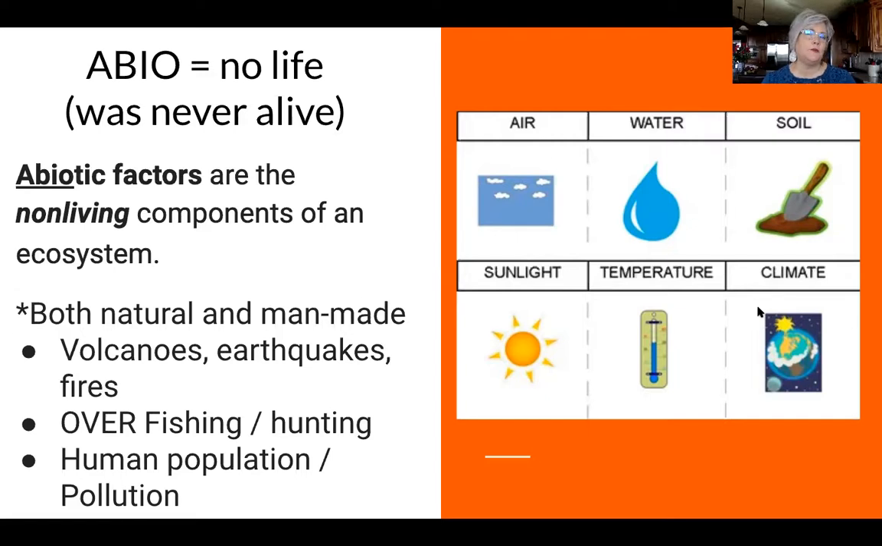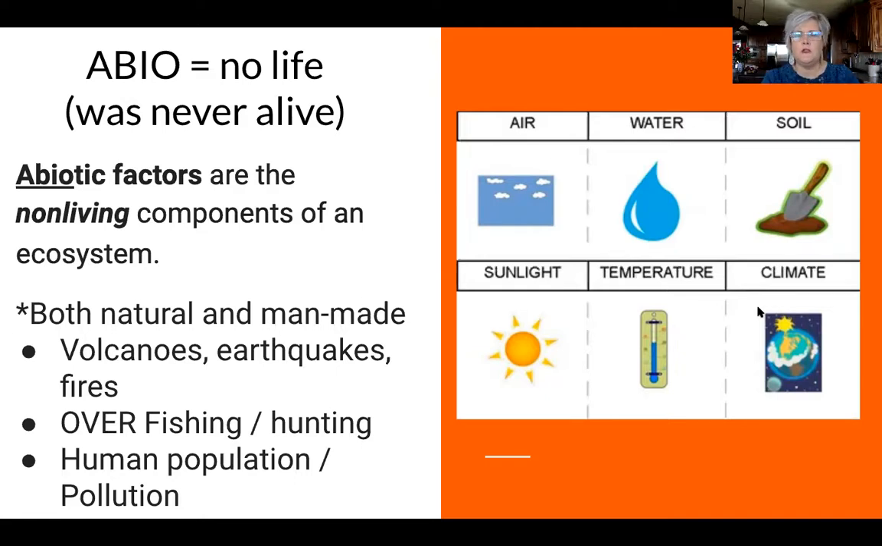And then also consider pollution. Pollution can be like trash, and it can be in the oceans, it can be on land, it can also be noise pollution. So if there's a highway that's built, how would that affect the animals or the organisms that are in that ecosystem? So lots of things to consider.